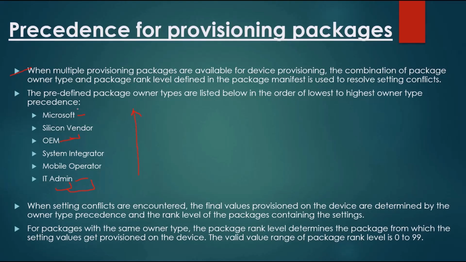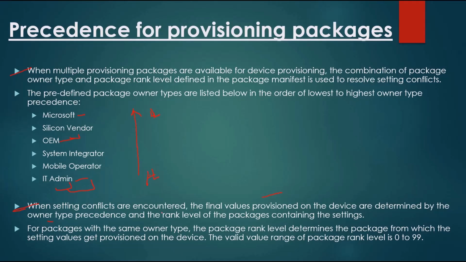The point that I'm trying to make is that this is documented very clearly in our official docs: this is the sequence of application of a provisioning package. When conflicting settings are encountered, the final value provisioned on the device is determined by the owner type. This is the priority level of the owner type, from highest to lowest. Highest is at the bottom and lowest is at the top, right?